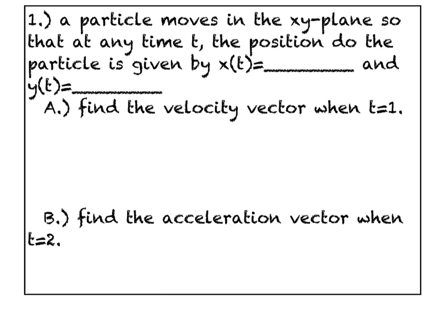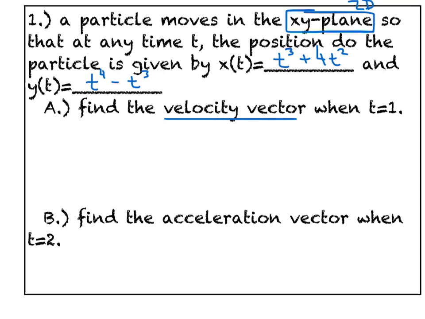Okay, here's our first example. We're going to run through 3 of them. This is a non-calculator example, and it basically describes a particle that moves in the xy plane. There's your two-dimensional space, that's all that means. At any time t, the position of the particle is given by x of t equals t cubed plus 4t squared, and y of t is given by t to the 4th minus t cubed. Now they want you to find the value of the velocity vector at t equals 1. So here's what you know about velocity. The velocity vector is dx/dt, comma dy/dt.